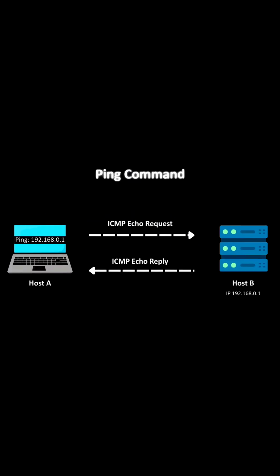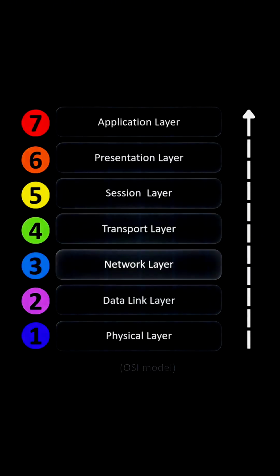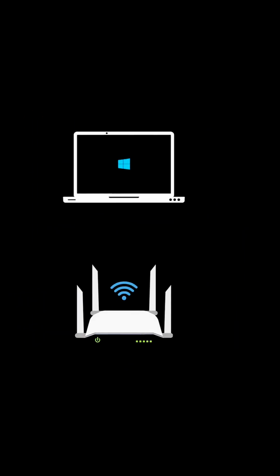ICMP, Internet Control Message Protocol. It powers the ping command. It runs at the network layer, inside routers and operating systems, to test connectivity and report errors. Great for troubleshooting. But attackers also use it to map out networks.